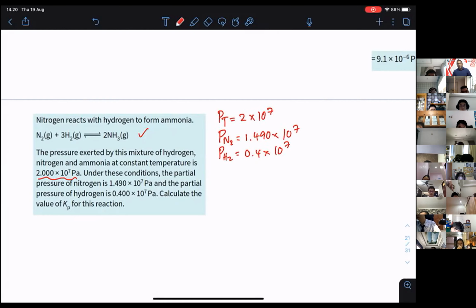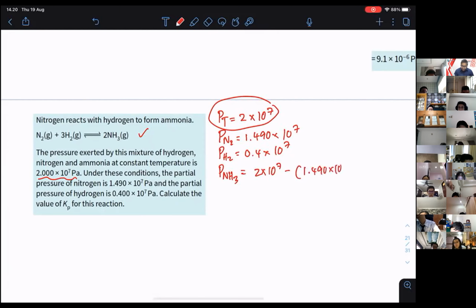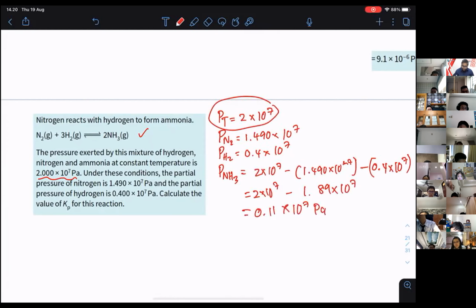In order to calculate that, you need to find out the partial pressure of ammonia, because you already know the total pressure. So it's going to be quite simple. 2 times 10 to the power of 7 minus 1.490 times 10 to the power of 7, and then you minus 0.4 times 10 to the power of 7. If you do that, you will get 0.11 times 10 to the power of 7 Pascal. That is going to be the partial pressure.